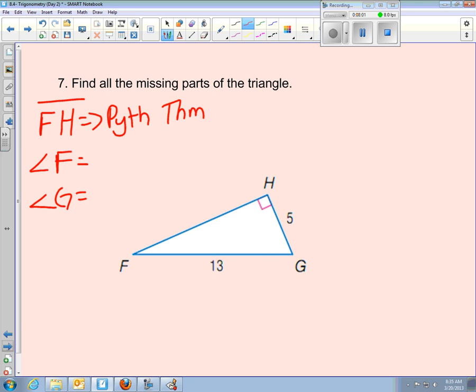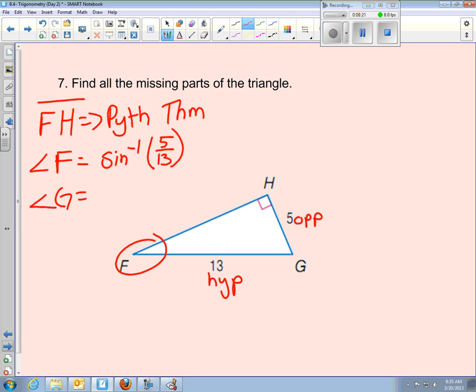All right, if we want to find angle F, we can see here that we have our opposite and we have our hypotenuse. So if we have opposite and hypotenuse, we're going to be doing sine. But since we're finding an angle, we're going to do inverse sine of our opposite and our hypotenuse.